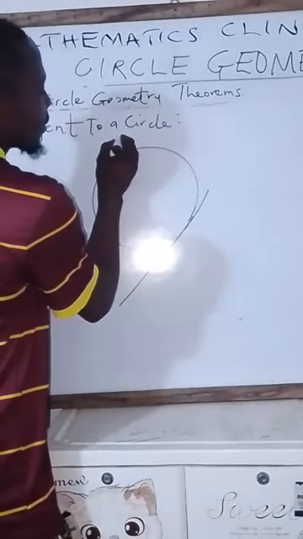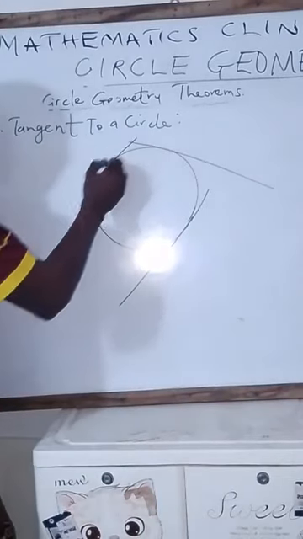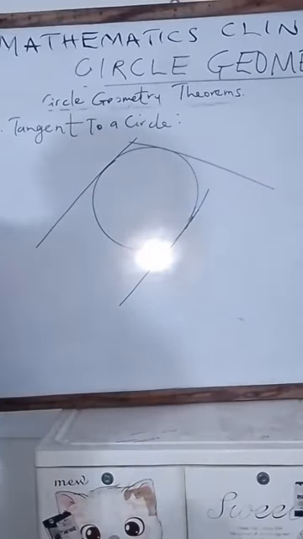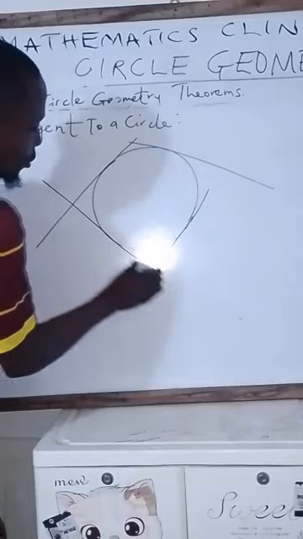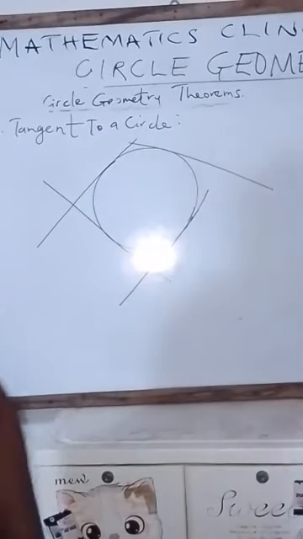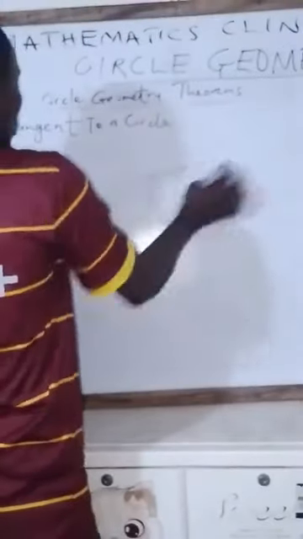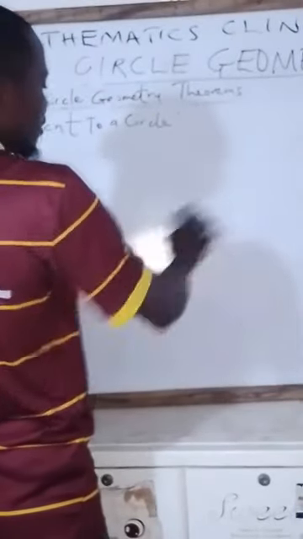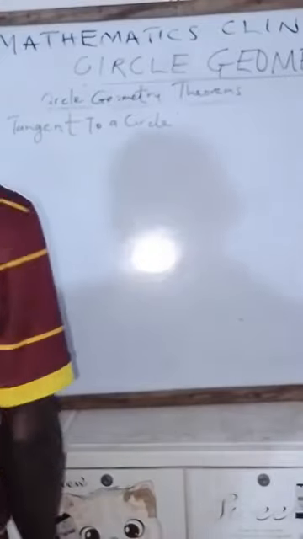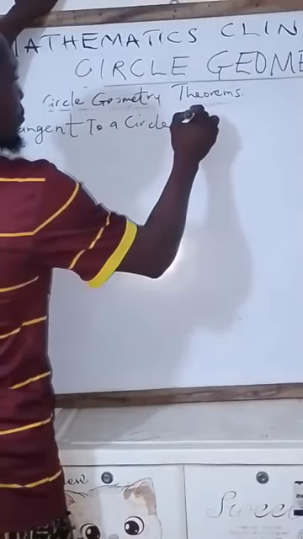We could have several tangents to a circle. That's another tangent. These are lines that touch a circle externally. Those are tangents to a circle. So there is a theorem relating to that in circle geometry. What does that theorem say? The theorem says any line or angle formed between the tangent to a circle and a chord from the circle are equal. What does it mean?